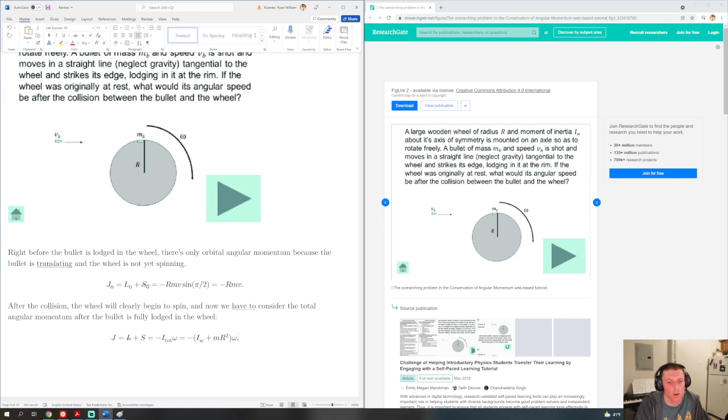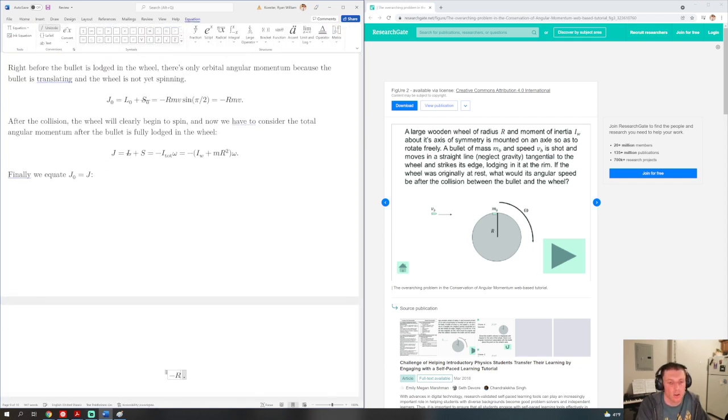Okay, so finally we equate the two. Let me just say we equate J naught with J. And we find negative R m v equals negative I w plus m r squared omega, right? And we wanted to solve for the angular speed. We don't even need the direction. We can just make sure that we write it as positive. And it's just a matter of dividing both sides by this.